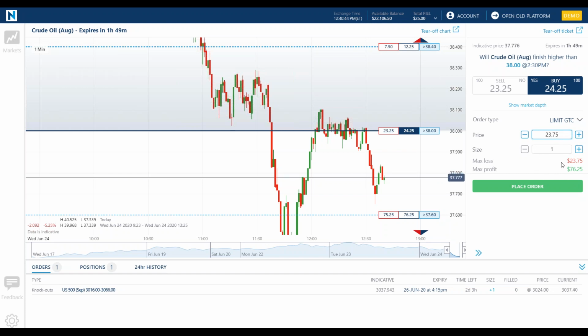People are familiar with this concept. Is this going to happen? Yes or no? Do I think oil will be above 38? Yes or no? If I think yes, I buy. If I think no, I sell.